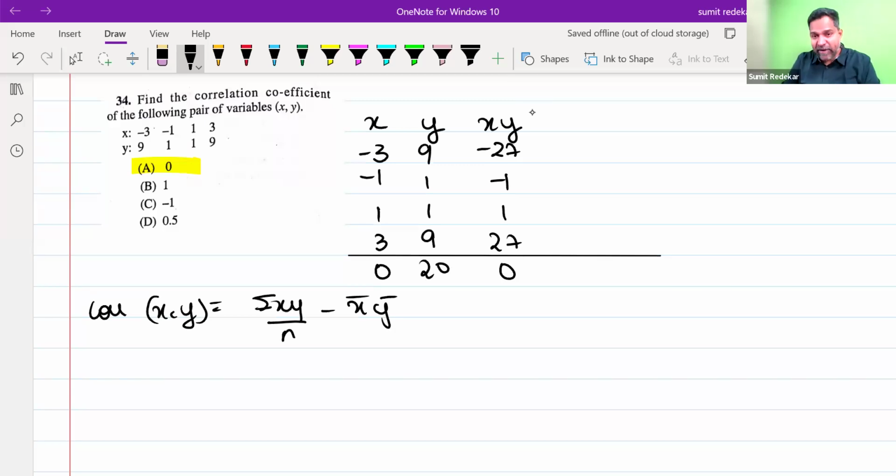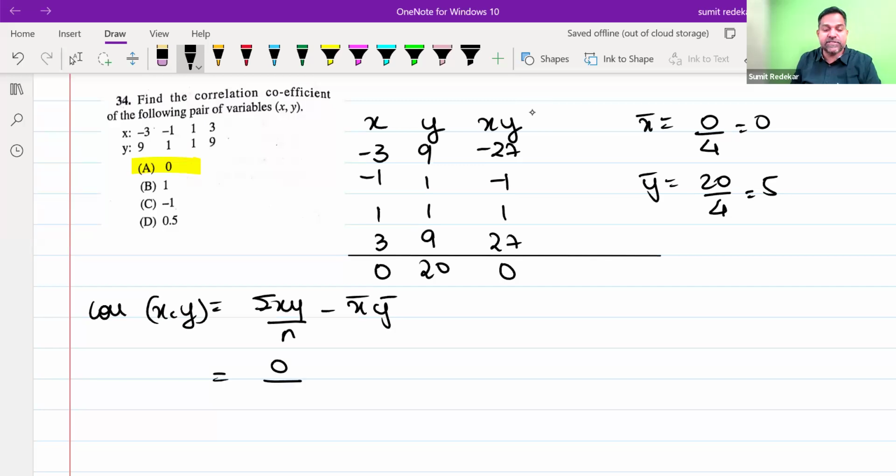So if I start finding, x bar is 0 upon 4, which is 0. Y bar is 20 upon 4, which is 5. And sum of xy is 0. Then I will say covariance is sum of xy, which is 0, upon n, which is 4, minus x bar y bar, which is 0 into 5. Doesn't that become 0 minus 0, which is 0?